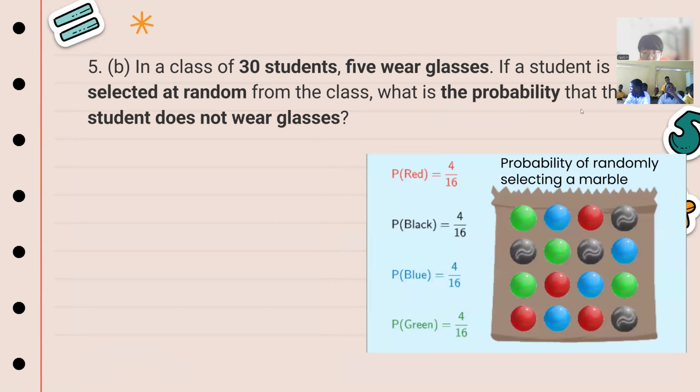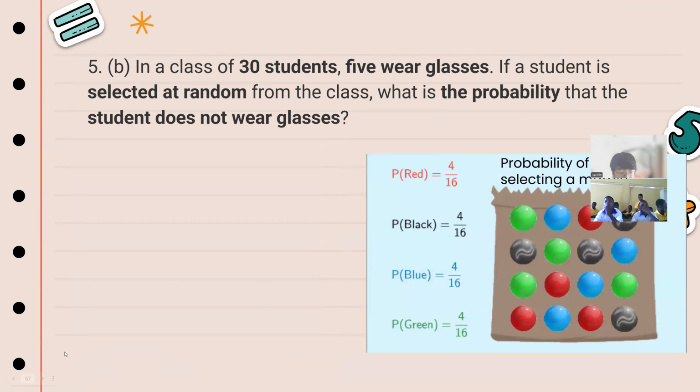Let's quickly solve through this one as well. In a class of 30 students, 5 students wear glasses. If a student is selected at random from the class, what is the probability that the student does not wear glasses? We're finding the probability that a student does not wear glasses.